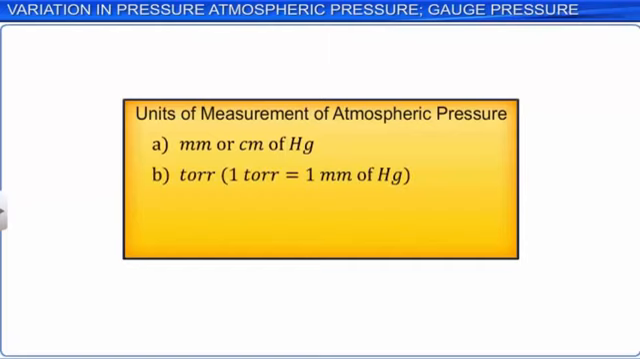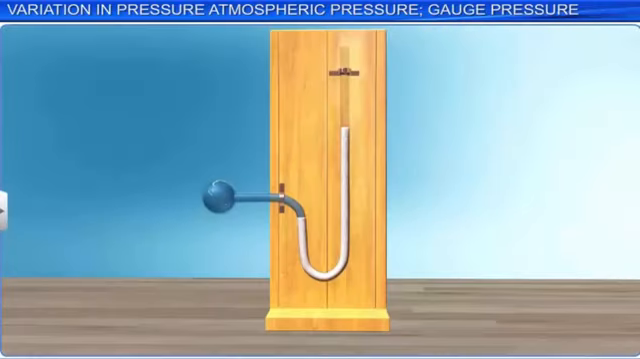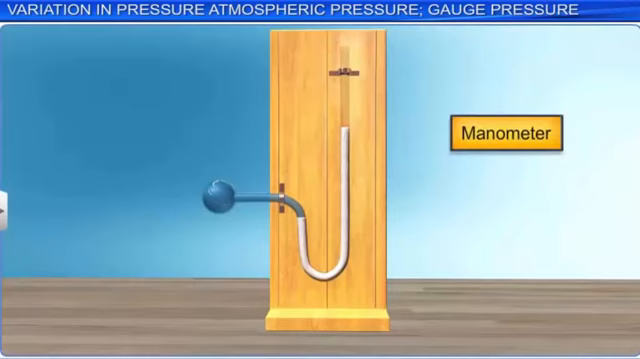Another device we use to measure atmospheric pressure is an open tube manometer. It consists of a U-shaped tube, which is filled with a low-density liquid such as oil for measuring small pressure differences, and high-density liquids such as mercury for measuring large pressure differences. One end of the tube is open to the atmosphere, while the other end is connected to the vessel whose pressure is to be measured.